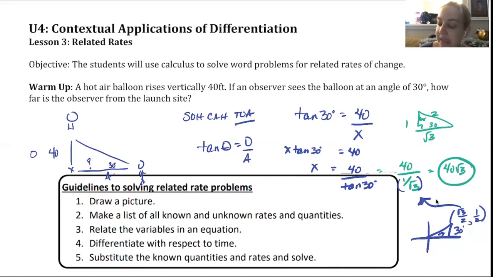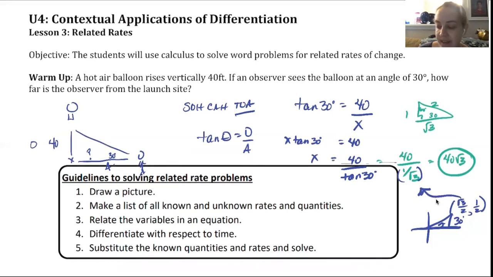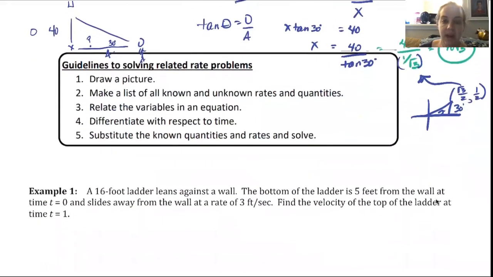All right, so related rates problems. I like these. This is where we start to talk about calculus modeling real world situations. So a few guidelines for you. 1, draw a picture. 2, make a list of all known and unknown rates and quantities. It's very important to be organized for these problems. 3, relate the variables in an equation. Often this is where the geometry comes in. Number 4, differentiate with respect to time. Use those implicit differentiation rules. And number 5, substitute the known quantities and rates and solve.